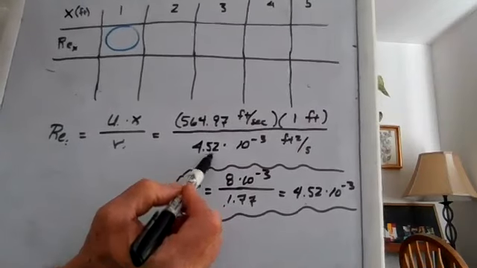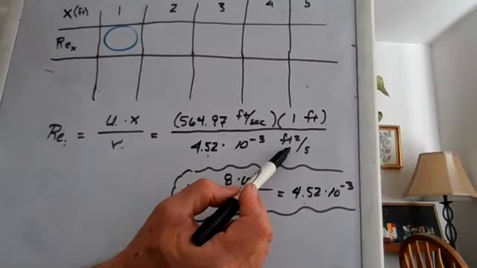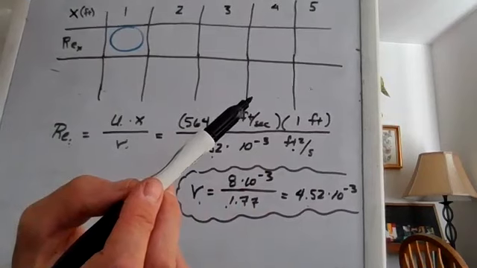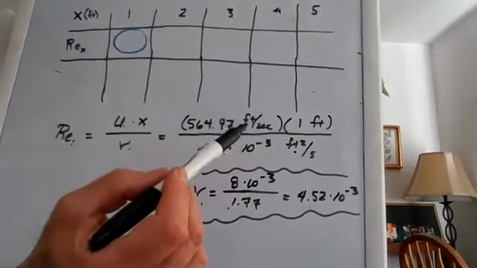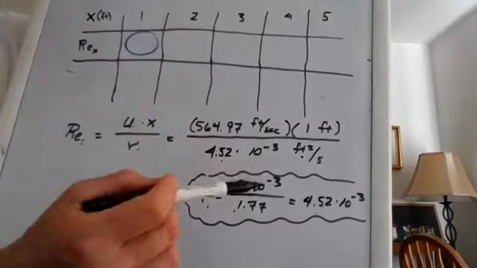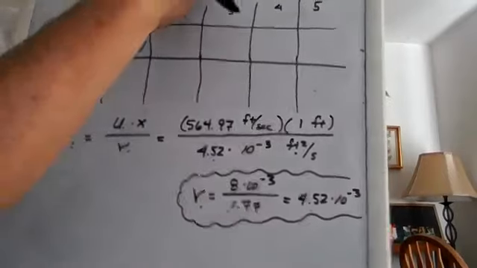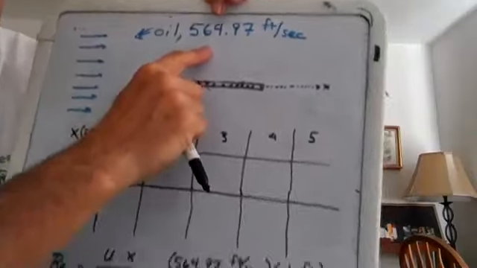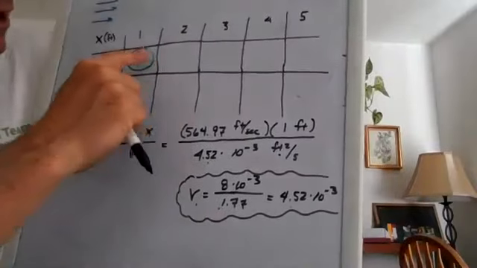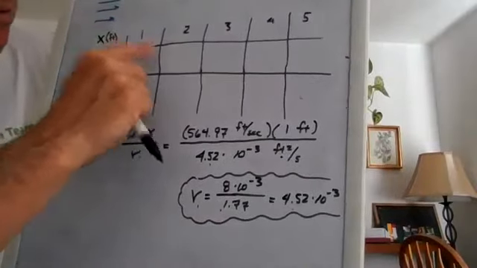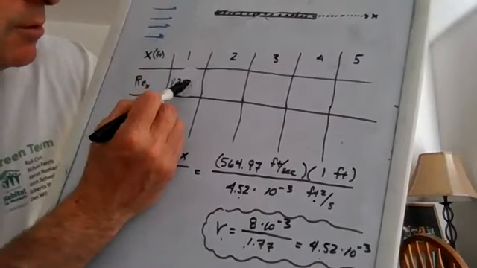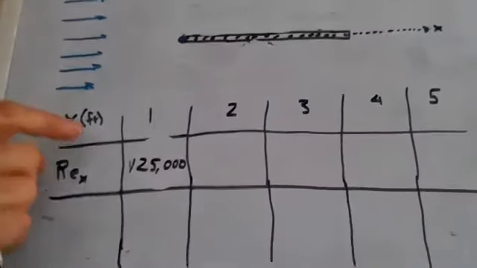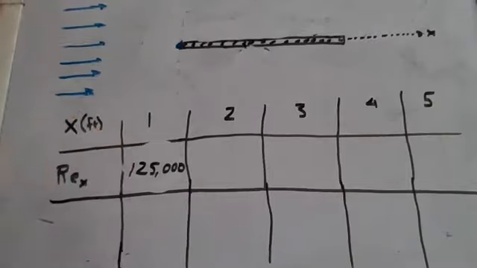Are our units working out? Feet squared per second in the numerator, feet squared per second in the denominator. It's unitless. And if you do it this way, you get really close to 125,000. I used these detailed decimals so that if you use the kinematic viscosity I had down here, it works out to be 125,000. So I encourage you, if you filled in a different number, to go ahead and make it 125,000. Sorry, my writing's not super clear there.